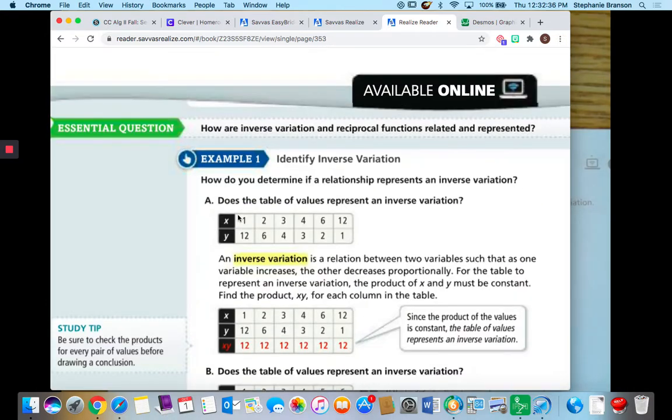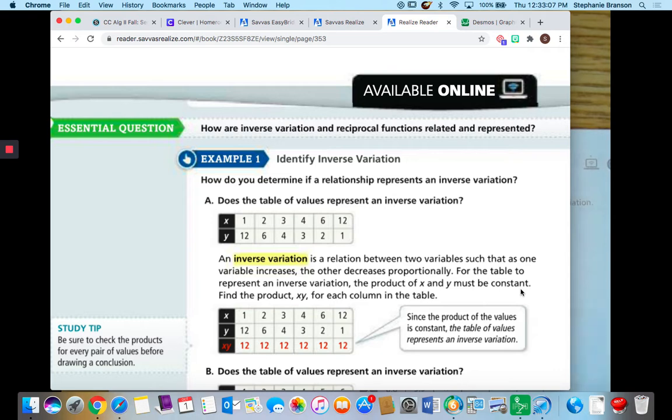Alright, so here's our table right here. Y'all see that we just wrote? It says an inverse variation is a relation between two variables such that as one variable increases, the other decreases proportionately. So our x values are increasing and they're saying that y should decrease proportionally. For that table to represent an inverse variation, the product, so what does it mean when you get a product? What are we doing? Multiplying. So the product, x times y, must be constant.